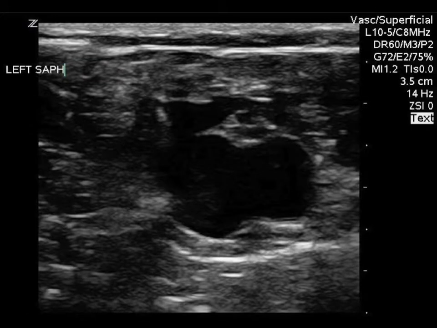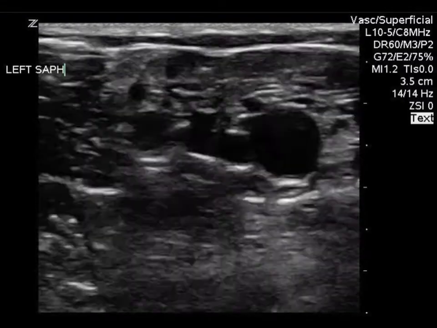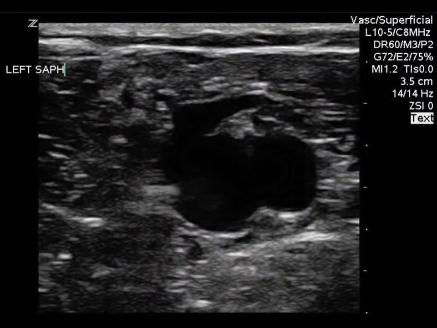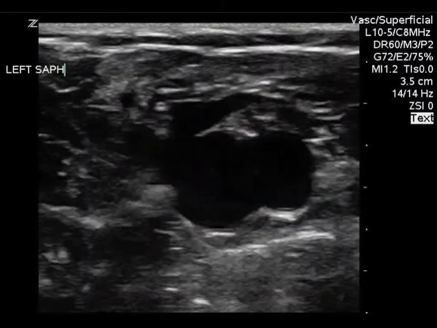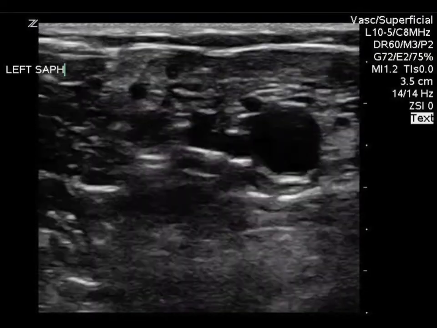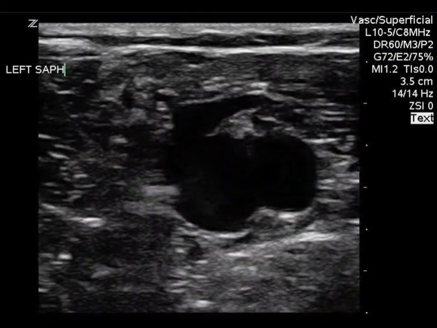This is one on the left side. This is again looking at the takeoff of the greater saphenous vein. We have the greater saphenous vein here, the common femoral vein, and the common femoral artery. In this case, I am compressing, and you can see that the common femoral vein and the greater saphenous vein compress entirely. There is no clot there within the lumen.